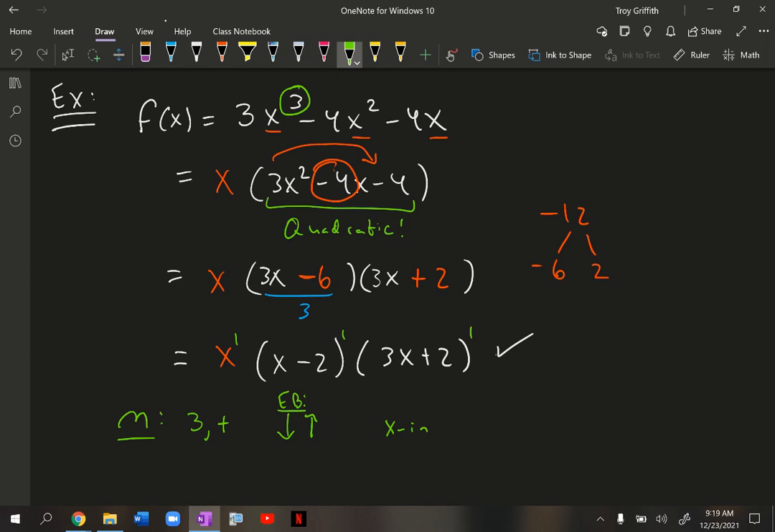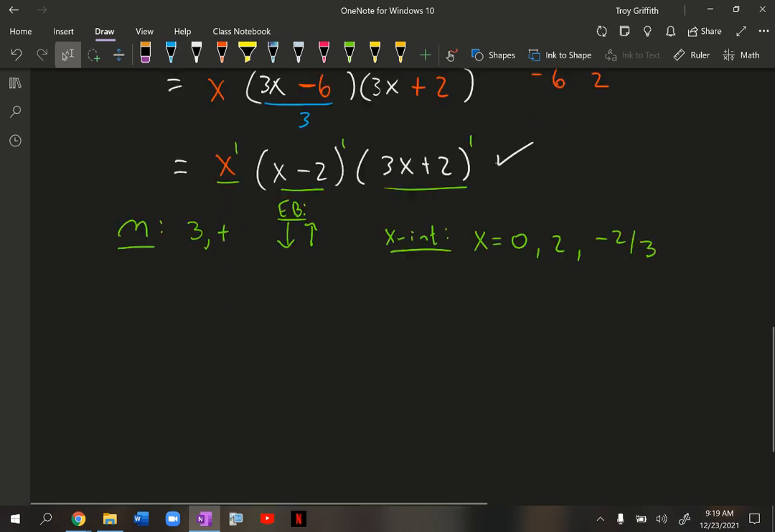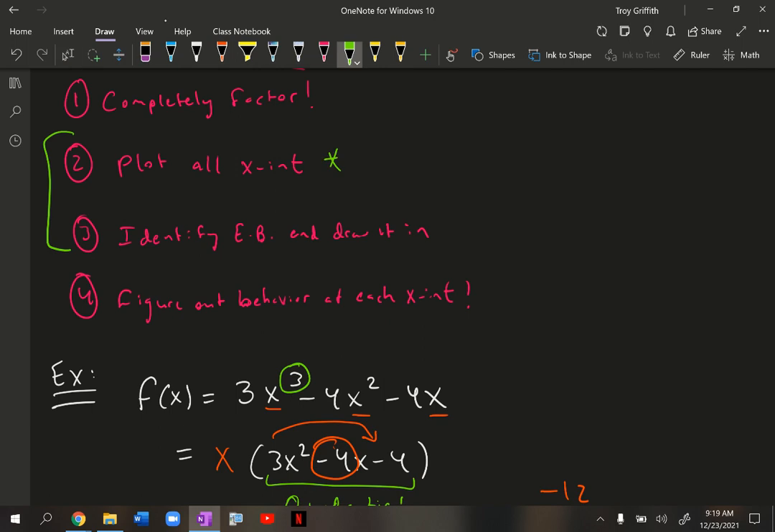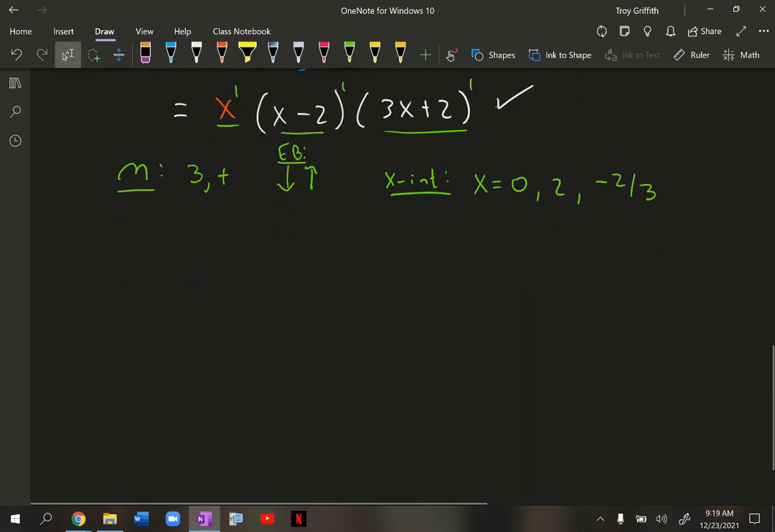If we want to do my x-intercepts, remember, to find the x-intercepts, we take each individual factor, set them equal to 0, and solve for x. So I'm going to get x equals 0, x equals 2, and x equals negative 2/3 as I go through and solve for x if I set each one of those equal to 0. And from here, that's kind of me doing these two middle steps, except I still haven't drawn in the end behavior, so I'll do that in a second. And then after that, I can work on the rest of the graph.